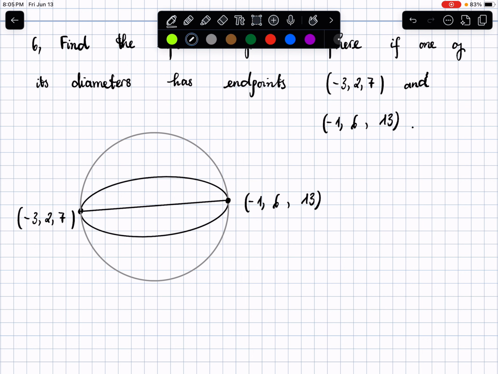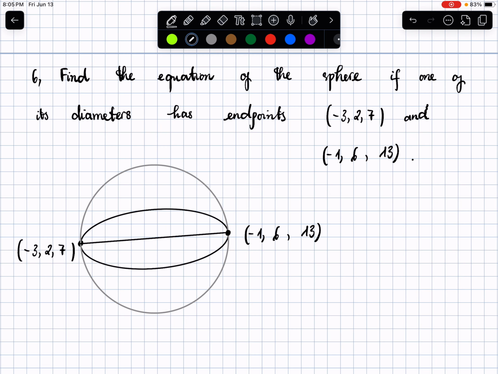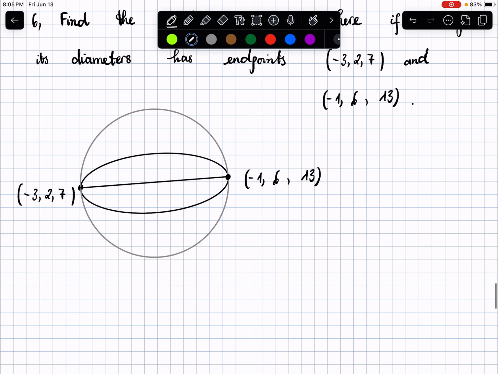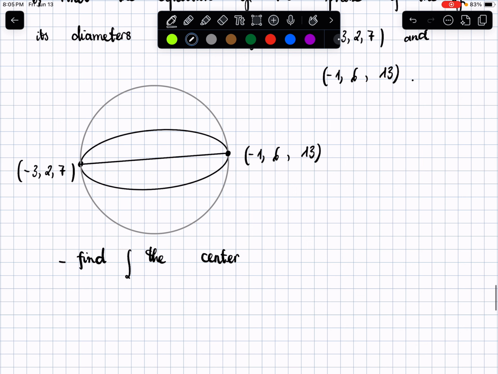So to find the equation of the sphere, we will find the center and the radius, right? So we find the center of the sphere and find the radius of the sphere. The center of the sphere is the midpoint of this diameter, right? So the point, say this one. We know this part equals this one. The lengths of the two segments are the same.